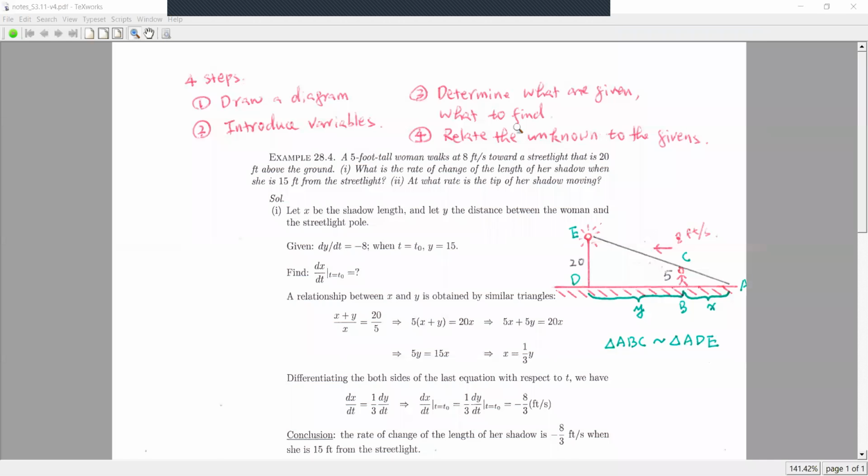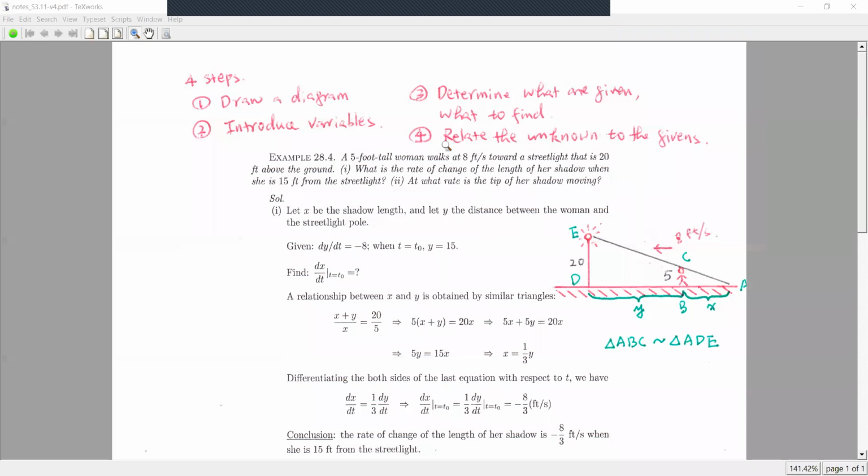What do we need to find? We need to find the rate of change of the length of her shadow at the instant T0 when she is 15 feet from the street light. That is, we need to compute the derivative of x with respect to the time t, where x is the length of the shadow. After we compute the derivative, evaluate the derivative at the time T0.